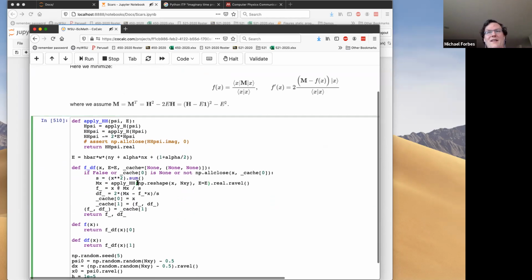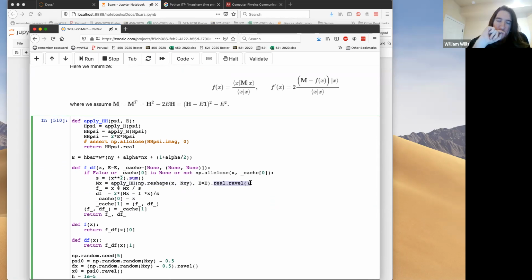This assumes you can. If you can't, then you have to expand. So here's what I'm doing. X is a 1D array. I'm reshaping it into the psi, applying the Hamiltonian, and then taking the real part and raveling it back. So that's M acting on X. It's assuming X is real and treating it as a 1D real array only.